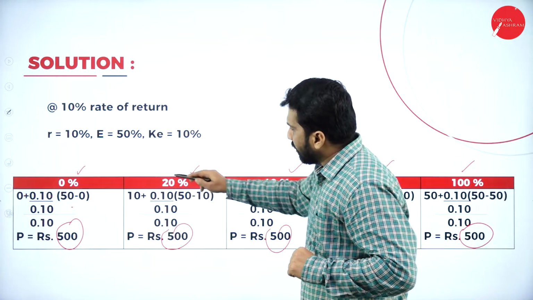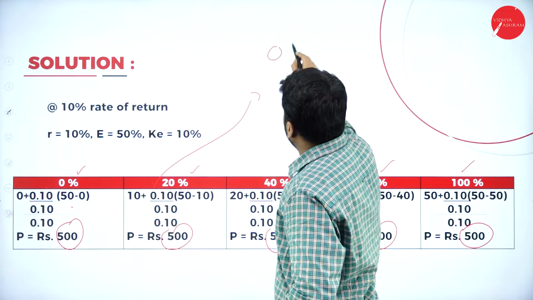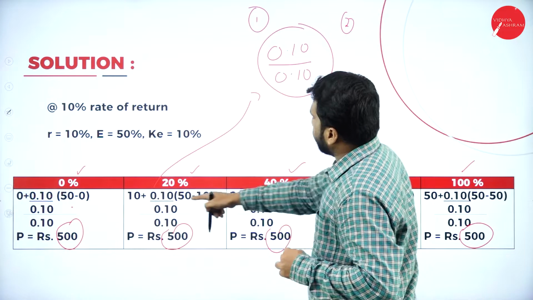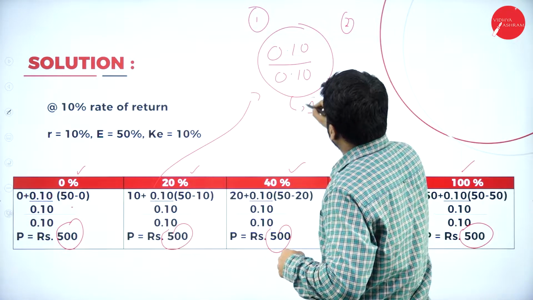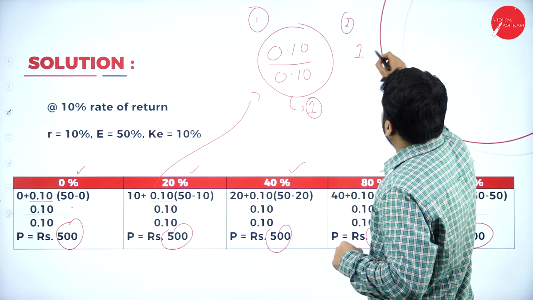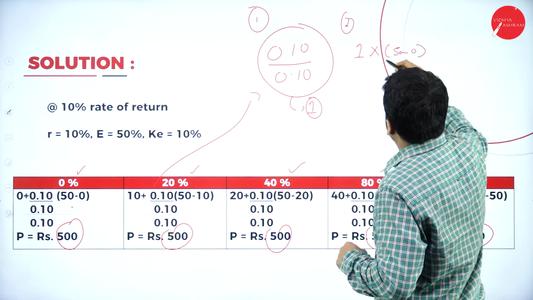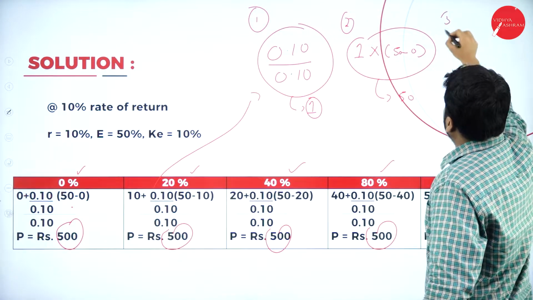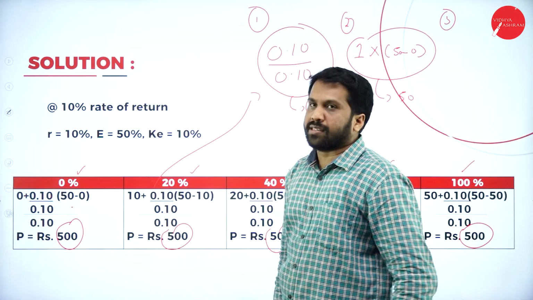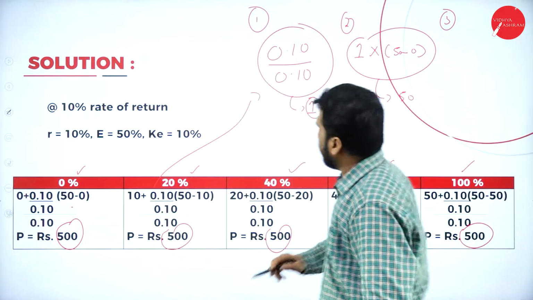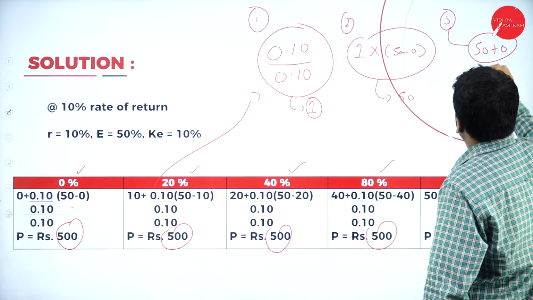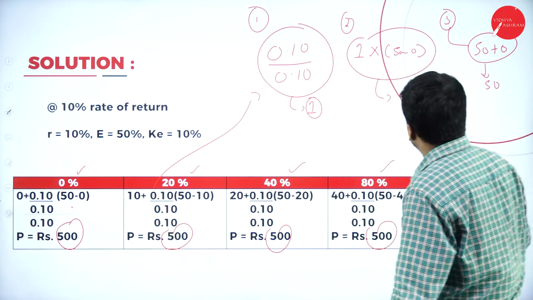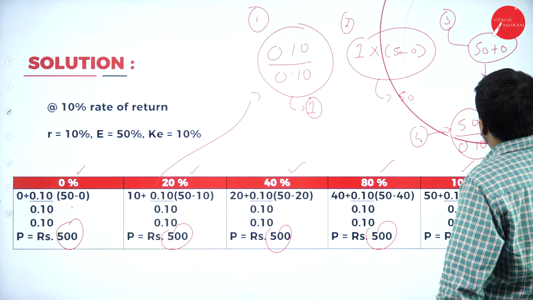Now, I'll show you how to calculate this if you have confusion. First, you calculate 0.10 divided by 0.10. This is the first calculation. What is the second calculation? After you get the answer, you will get 1. Now, this 1 multiplied with 50 minus 0. So what answer will you get? You will get 50. What is the third one? The third one is, after getting this, add with this. So 50 plus 0, it is 50 only. And the fourth one, after doing this, divided by 0.10. 50 divided by 0.10, your answer is 500.